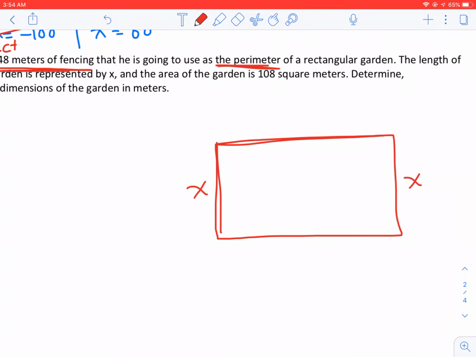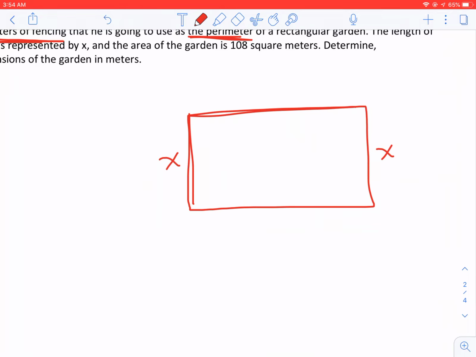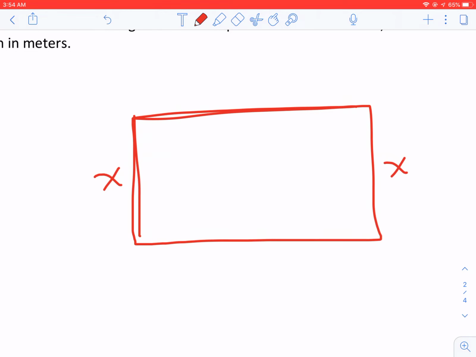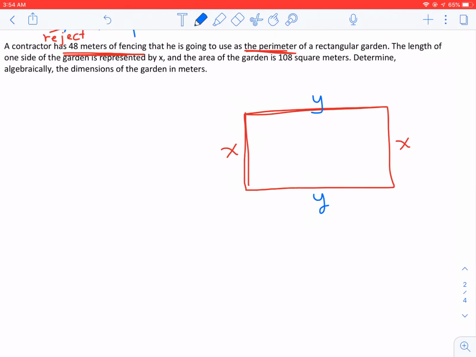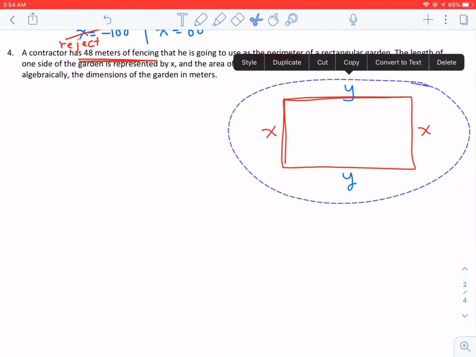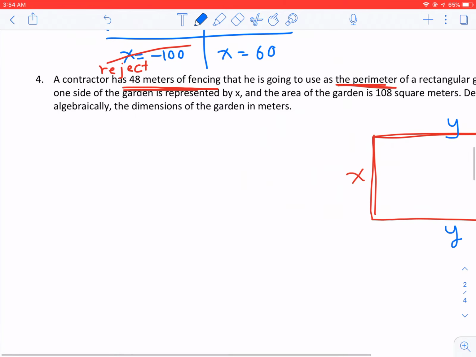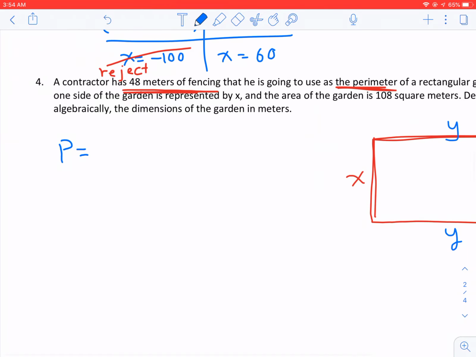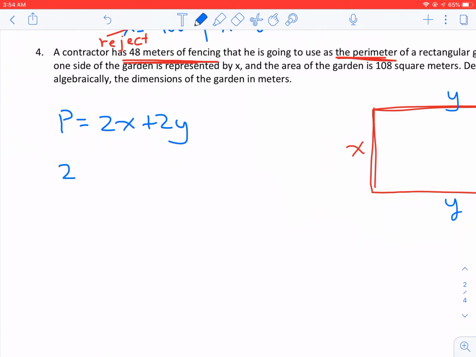But I know that the sum of all four sides is 48. So what I'm going to do is I'm going to call the other side y for now. Alright? I'm going to use two variables. So I'm going to say the perimeter is the sum of all four sides, which will be x plus y, or 2x plus 2y. Right? And our perimeter was 48, so 2x plus 2y is going to equal 48.